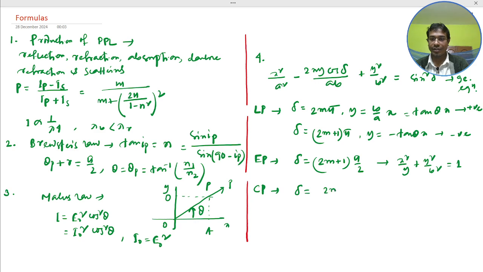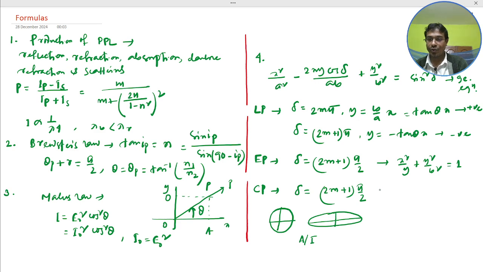the delta is an odd multiple of pi by 2. And here one thing is that for circular polarized, the amplitude would be the same, and for elliptical polarized, the amplitudes would be different, amplitude or intensity. Basically I have written here the relation between the amplitude and the intensity, I equal to a square. So this would become x square plus y square equal to a square, the equation of a circle.